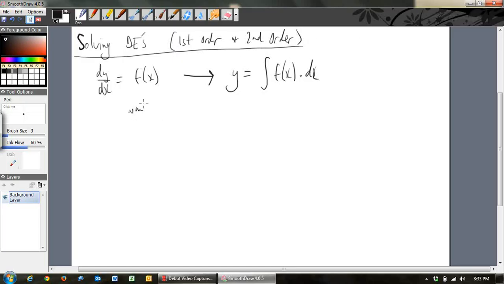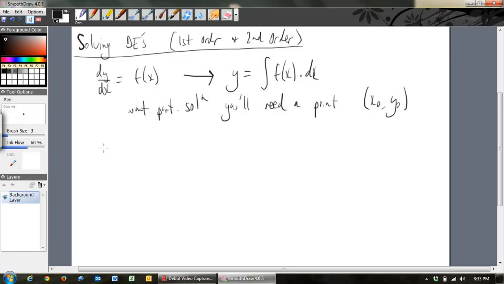If you want a particular solution, then you'll need a point. So some x0, y0, something like that, that you can plug into that to find your constant.